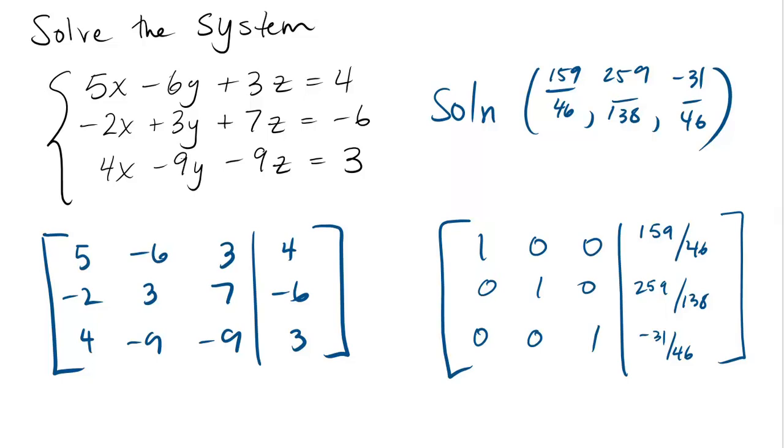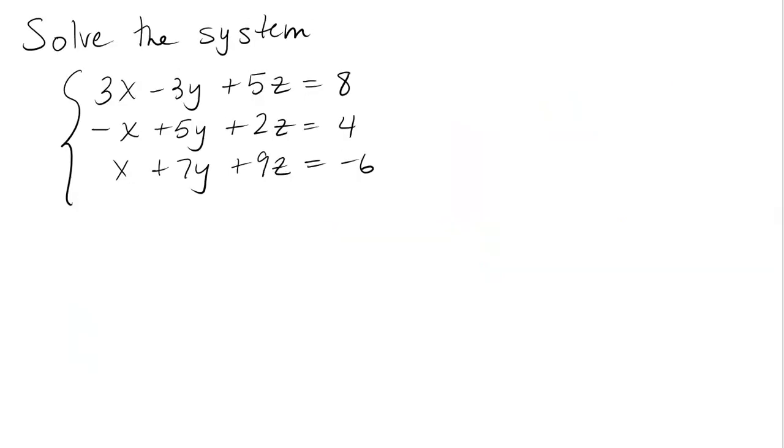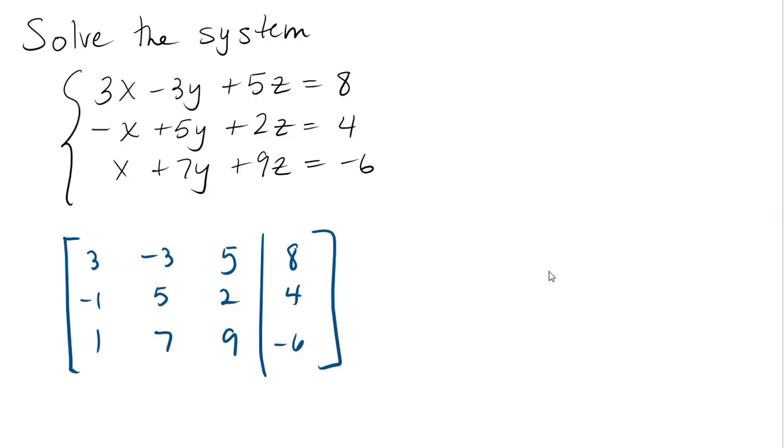The next example looks like the previous three, but when we get our output, you're going to notice something fishy going on. I want you to try to do this one as well, but you'll notice something strange when you get to that last step. So here's the matrix representation of our system. I'm going to put that into the calculator.